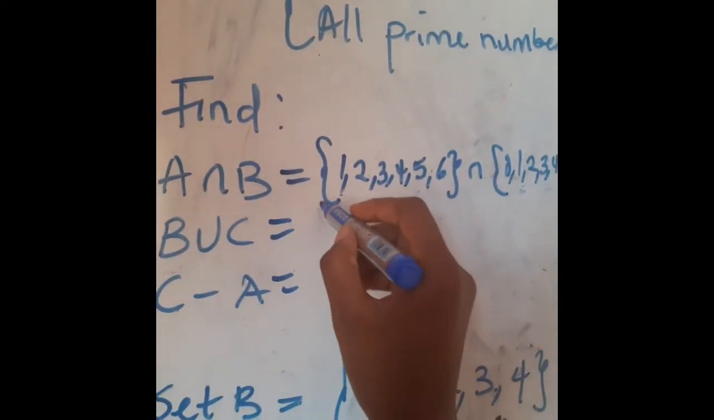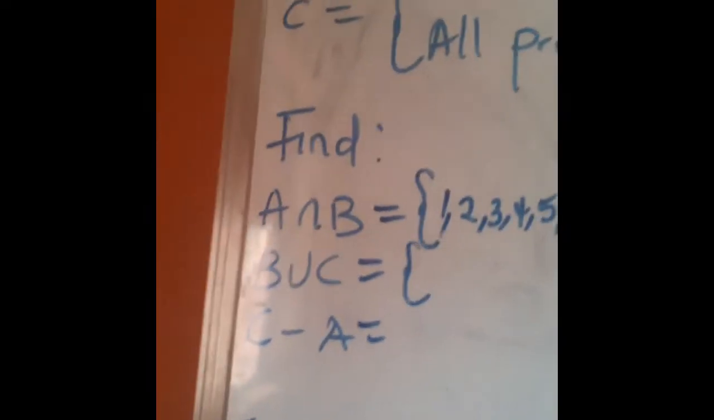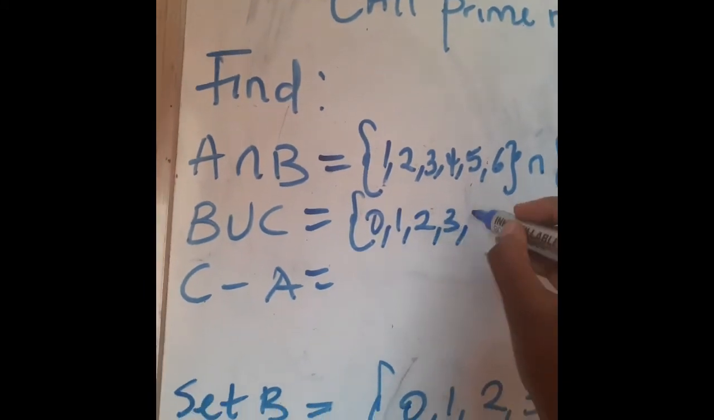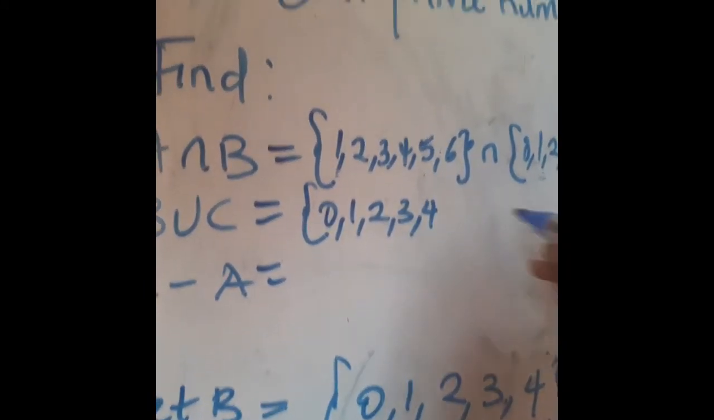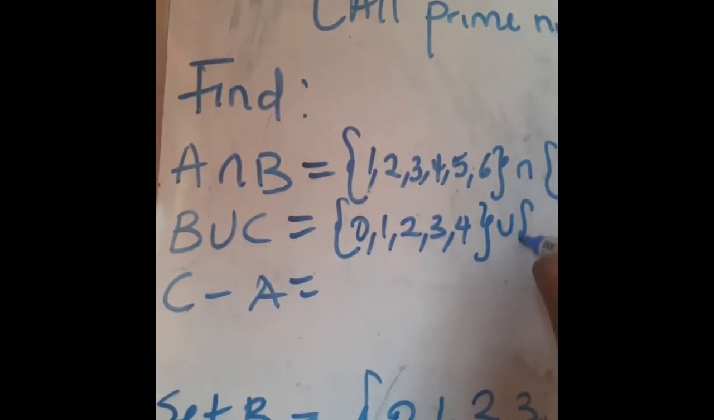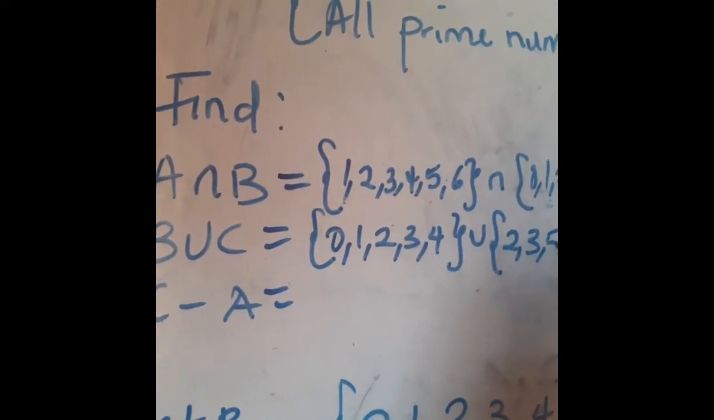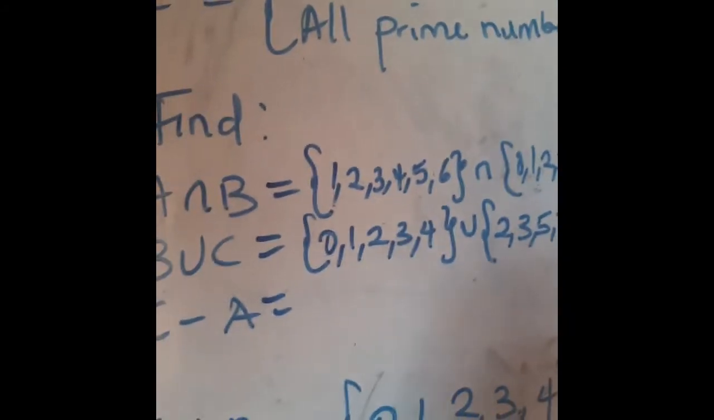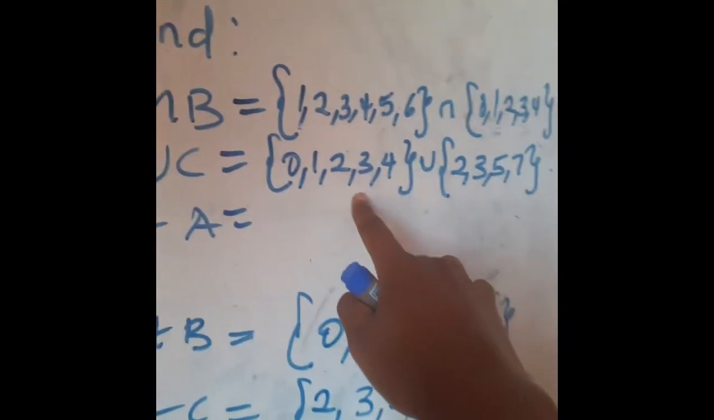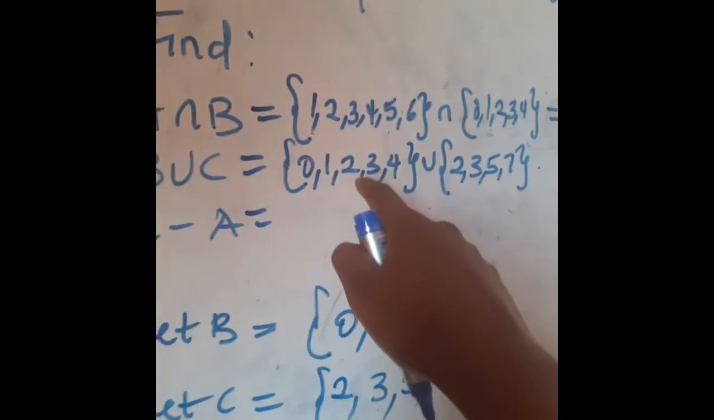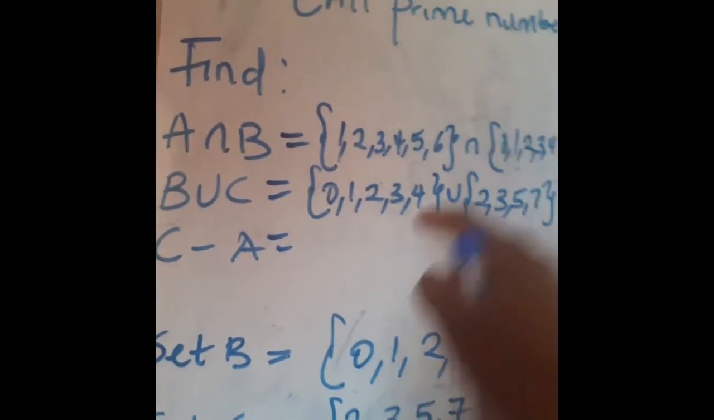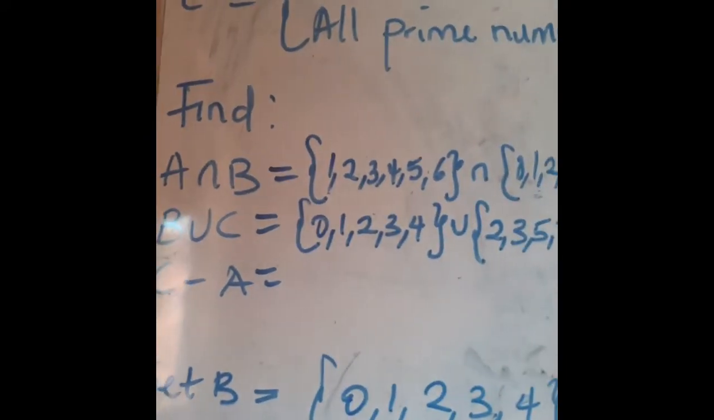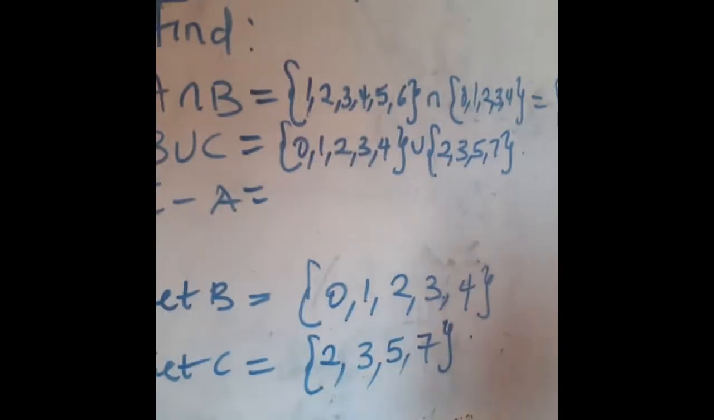So B union C, I told you to list them out for better understanding. So we have 0, 1, 2, 3, 4, union C, which is 2, 3, 5, 7. These are elements of integers. You know what integers are? x is an element of integers, greater than -1 and less than 5. There are negative integers and there are positive integers.